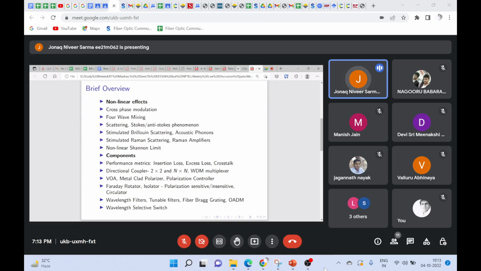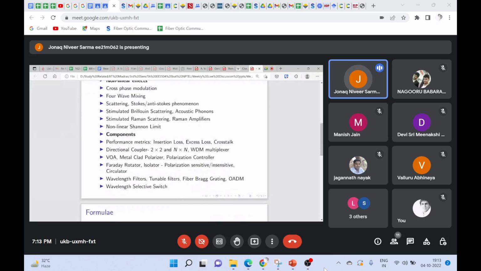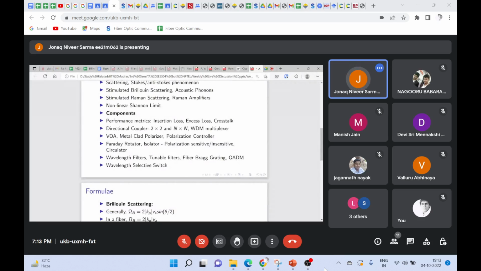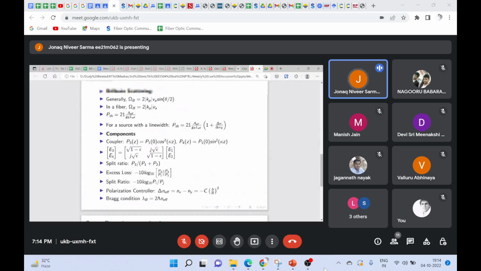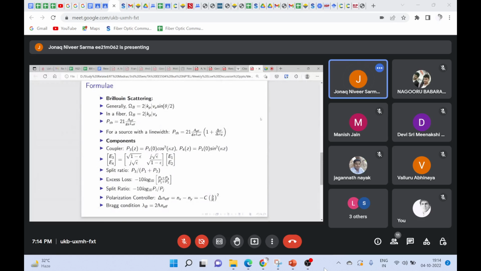I think to see the sizes of these components, you can check the videos. In the videos, ma'am shows these components, but if you want a close-up picture, you can check the data sheets. We'll see one or two of them. And then wavelength selective switch, we briefly touched upon.